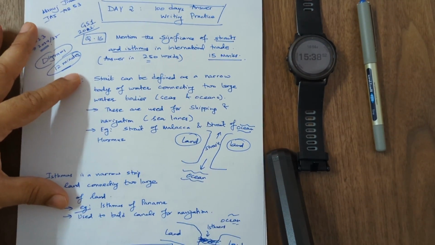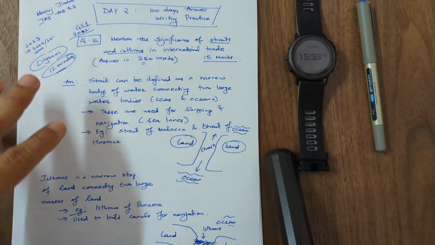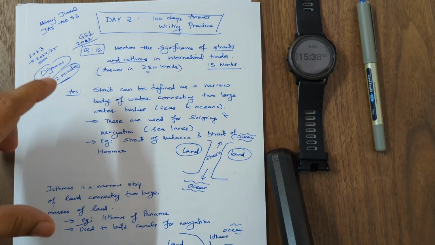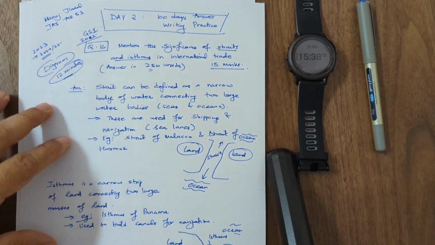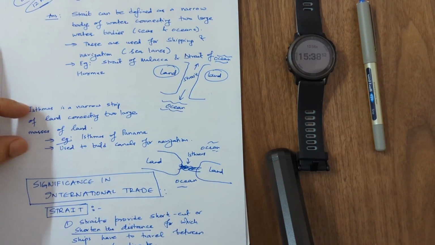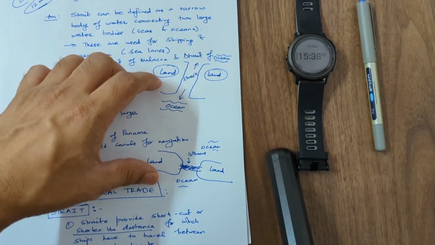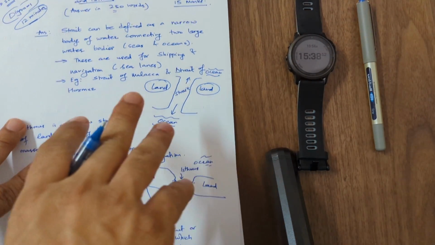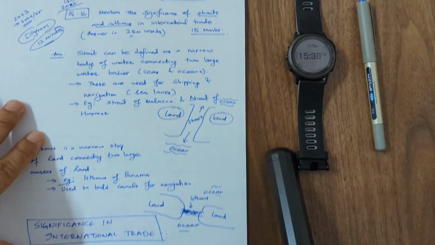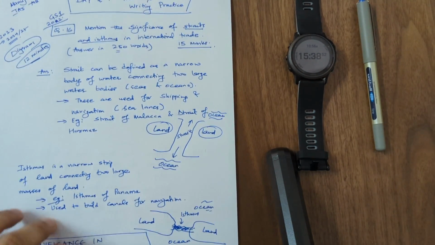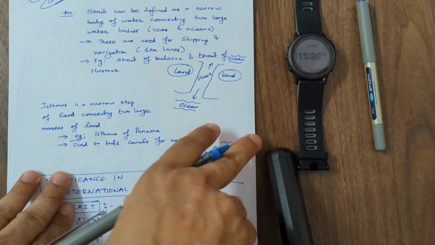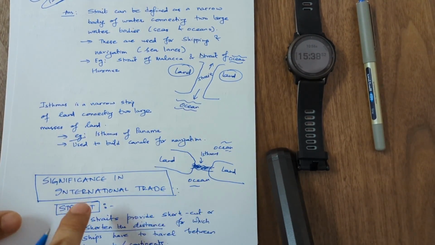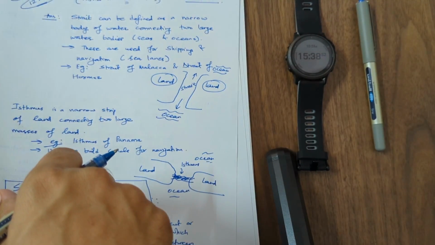Now I will tell you what are the important components of answer writing when you're going through this video. Number 1, define the main keywords. Strait, define what it is, made a diagram. Isthmus defined, made a diagram. Simple diagrams with pen is also okay, but it should just show clearly what you are trying to show. Significance, which is the main question, there you will write a full page. One full page has to be written about the significance. First, you tell the significance of strait and then isthmus.